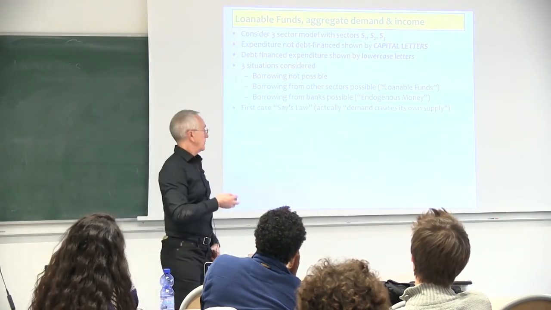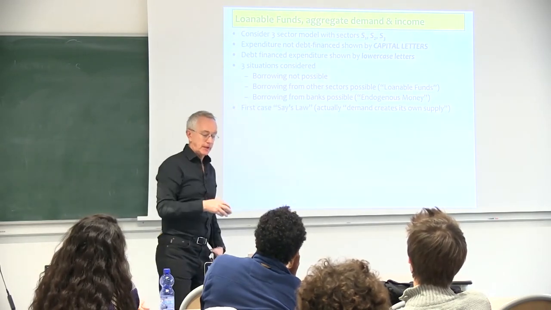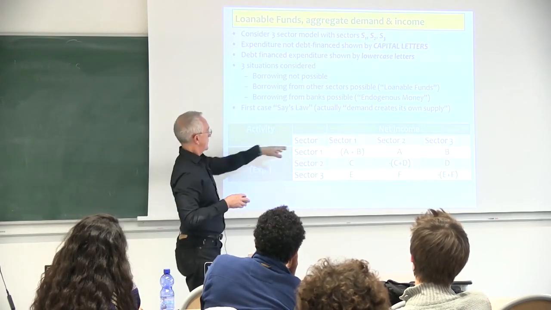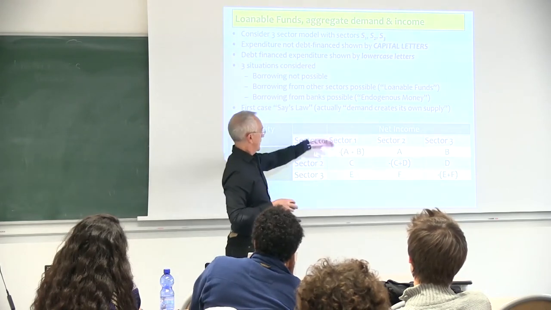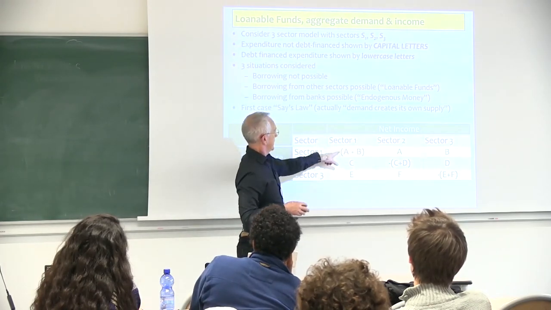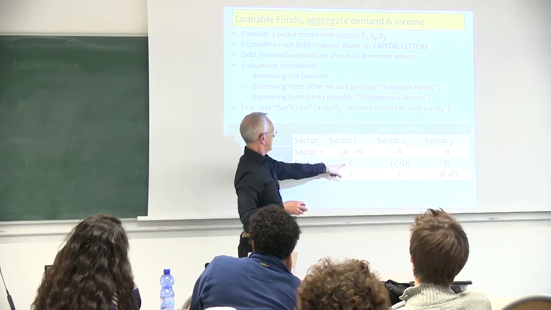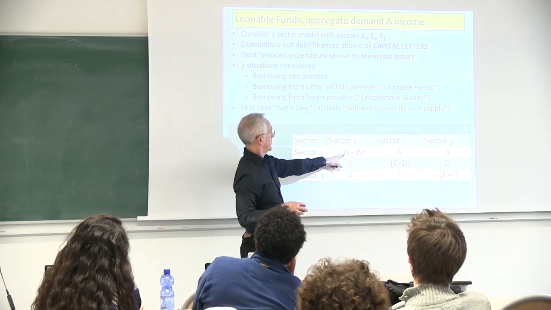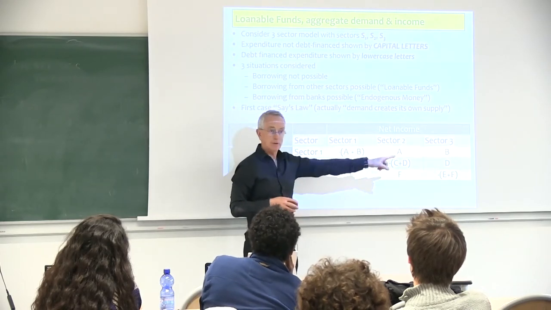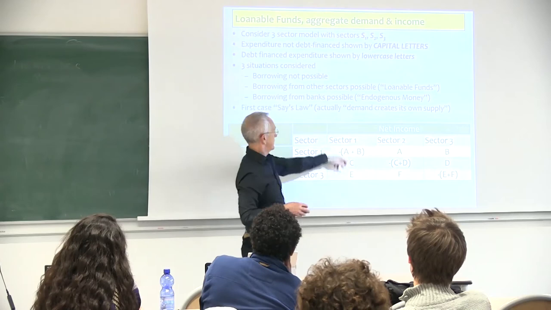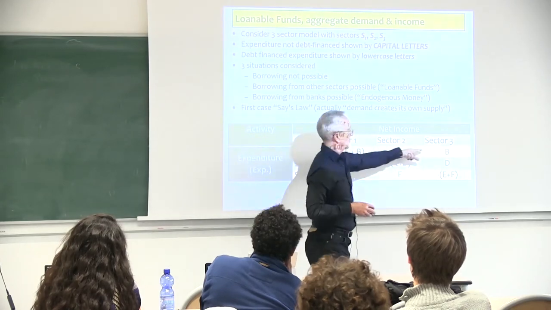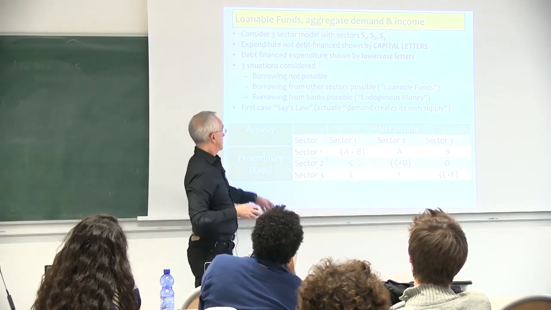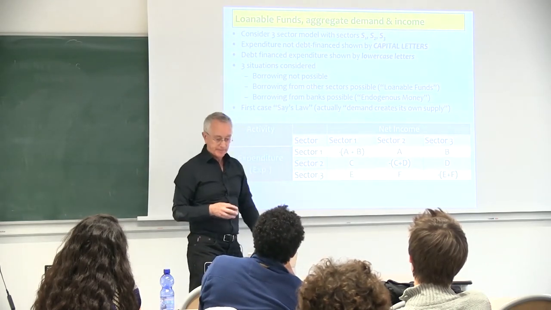And the first case you might call Say's Law, but it's actually in reverse: demand creates its own supply. So you put a table up here, I'm showing expenditure this way and receipts the other way. Net income is vertical. So net income for sector one is expenditure by sector two on sector one, plus expenditure by sector three on sector one, minus what sector one spends on sector one, sector two, and sector three. So the nets can be different to zero, but as you can see, each row sums to zero, and the whole table sums to zero.